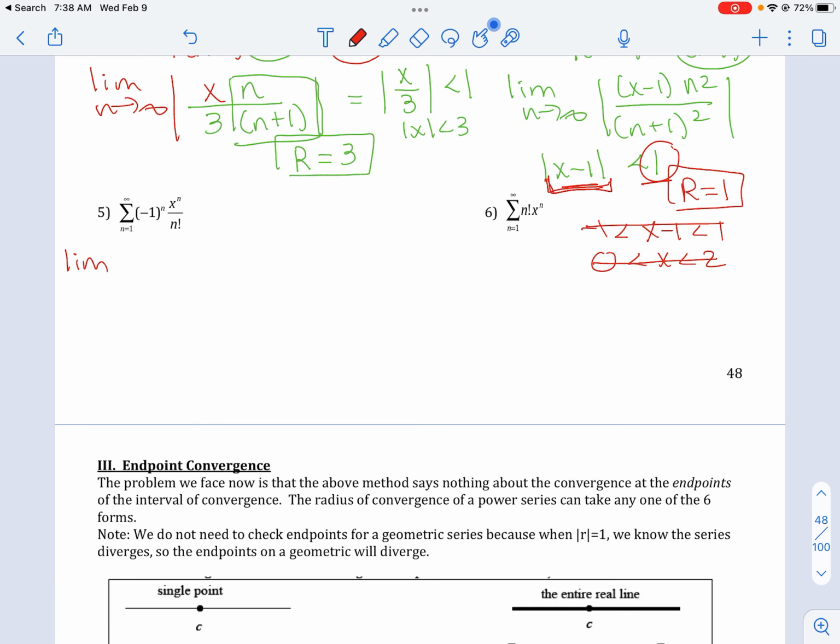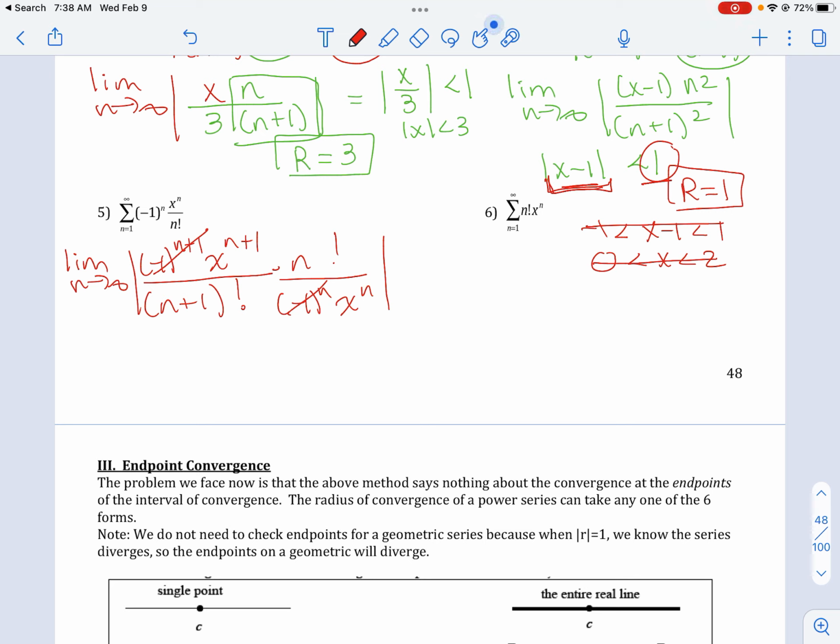Same thing, I'm going to set up my ratio test. The n plus first term, divided by the nth term. I'm going to turn it into a multiplication problem right away. The negative ones are going to become unimportant because the absolute value of negative 1 is always going to be 1. So it really doesn't matter that that's there. I'm going to clean this up a little bit. We have x to the first on the top.